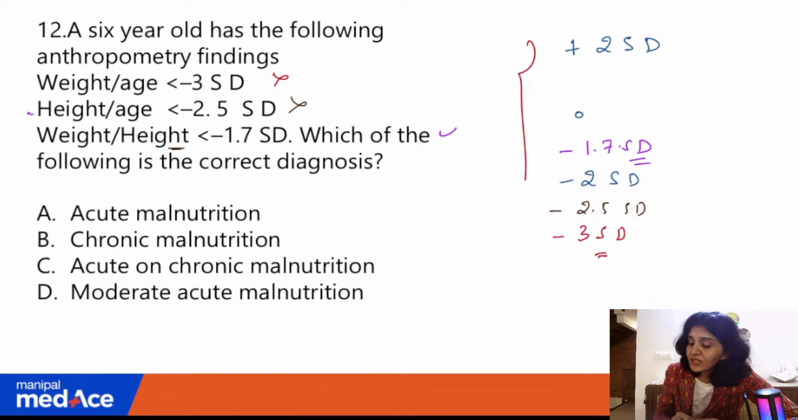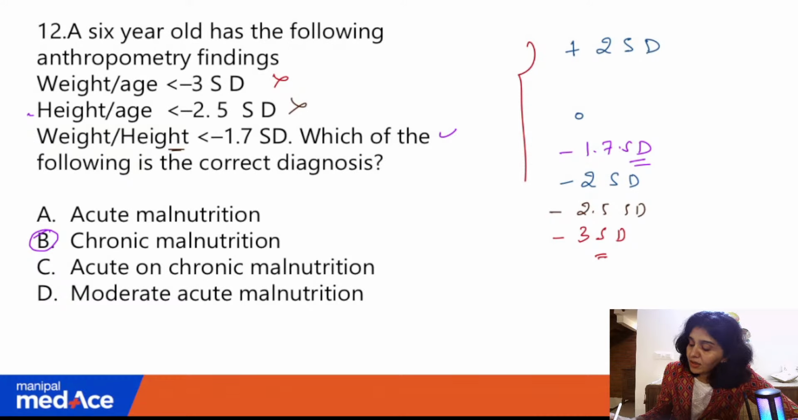Okay. So the safe option would be chronic malnutrition, right? Because it's clearly not acute on chronic malnutrition because weight for height is normal. And some of you have asked why it is not acute on chronic malnutrition, because weight for age is decreased. Weight for age is decreased in this particular scenario because height for age is decreased. When height is decreased, weight also goes down. That is the explanation for weight for age being less. But when you look at weight for height, it is in the normal range. So your option should not be acute on chronic malnutrition, it should be chronic malnutrition.